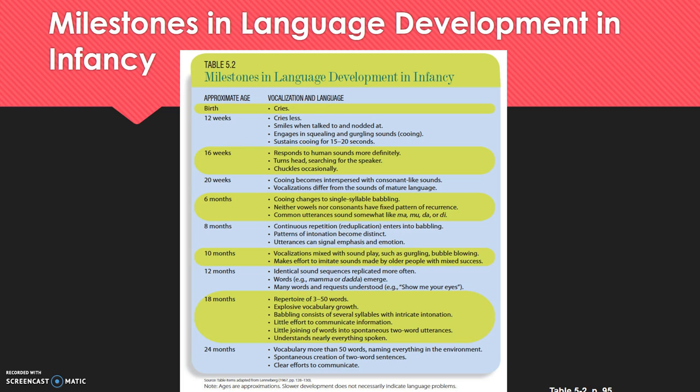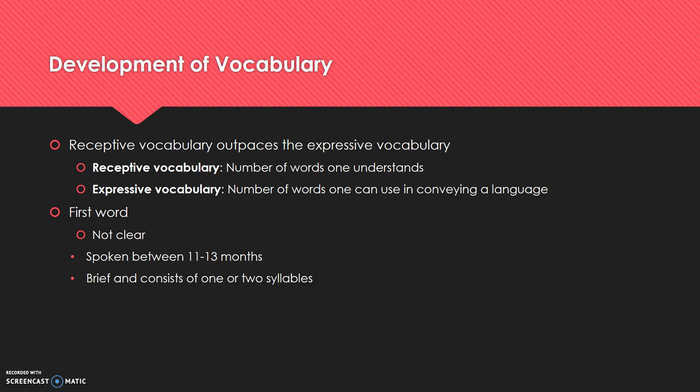If we skip ahead 6 more months, we have identical sound sequences that are repeated more often. Things like mama and dada start to be said. We start to be able to understand words and requests. 6 months after that, we've got a vocabulary of 3 to 50 words already, and we start to have spontaneous two-word utterances. We'll talk a little bit more about this. And at 24 months, or 2 years, we have a vocabulary of 50 words, naming everything in the environment, and clear efforts to communicate with others.